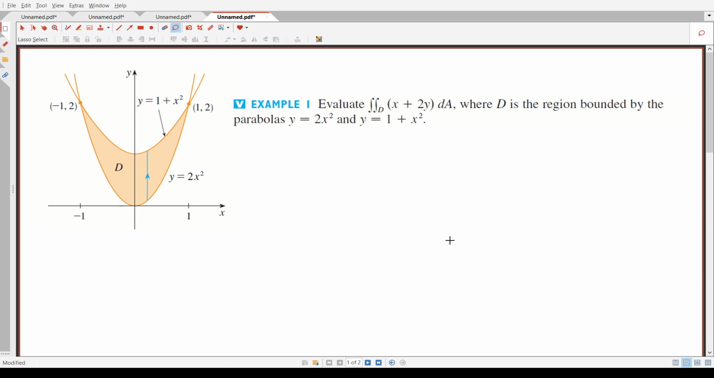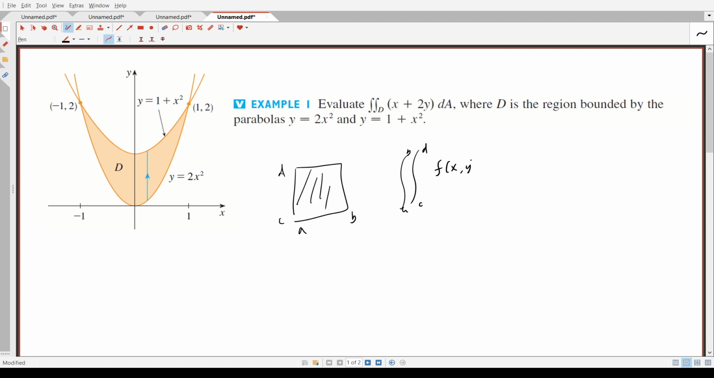All right, so last time we did integrals where the region that we were integrating over was a rectangle, right? So we had this nice box and this was our region, from A to B and then from C to D. So we could just do this integral from A to B, from C to D, of whatever our function was, dy dx. Or, because we're integrating over a rectangle, we can also write this the other way around: from C to D, integral from A to B, f of x y dx dy. I said this was no big deal.